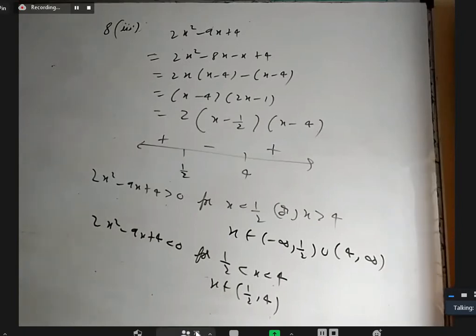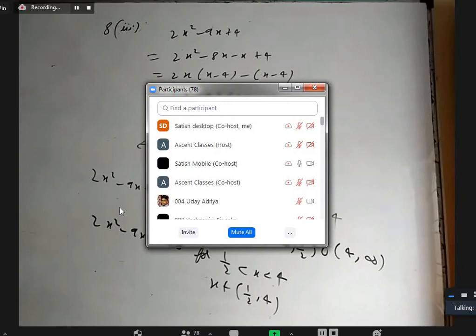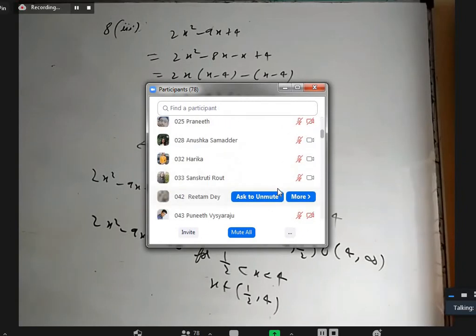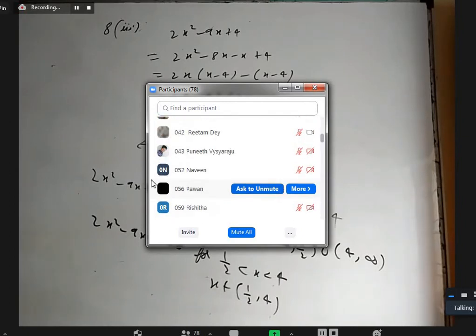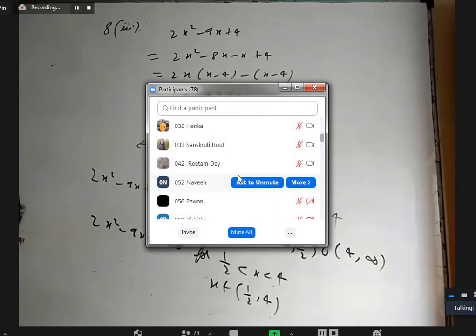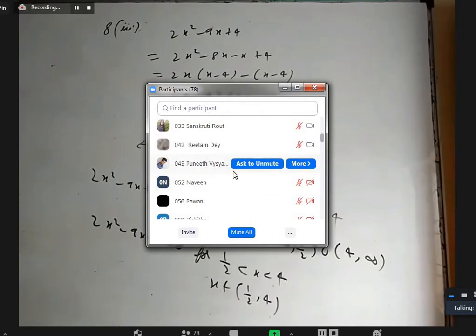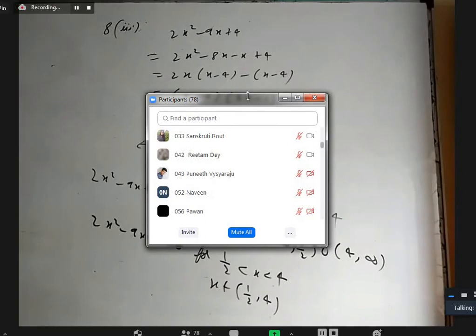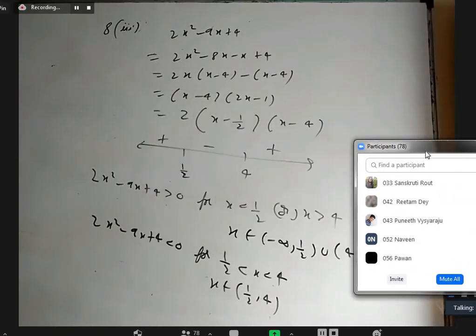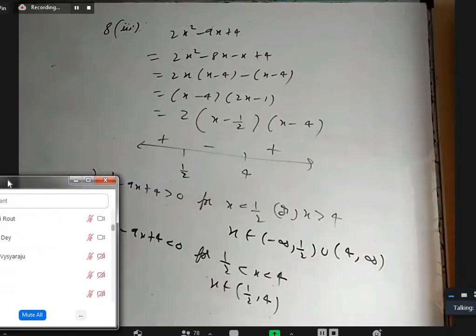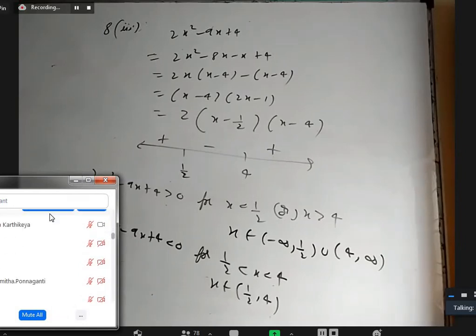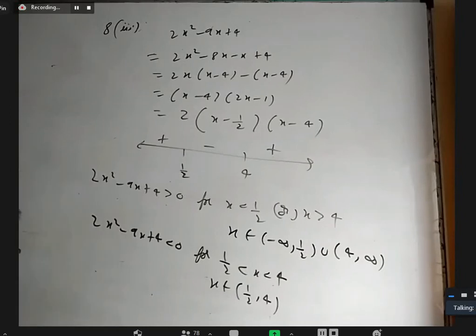Yes, sir. Okay. Puneet, understood this one? Puneet Vaishyaraj. Sir? Are you clear what is there on the board? Yes, sir. Okay. Jahnavi, you are able to follow this? Yes, sir. Okay, fine.